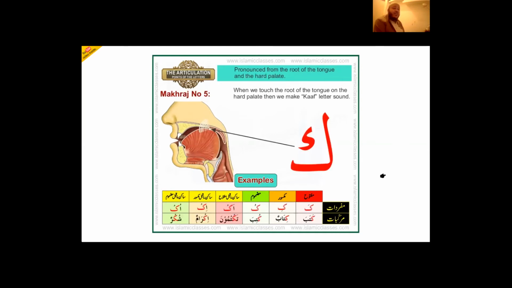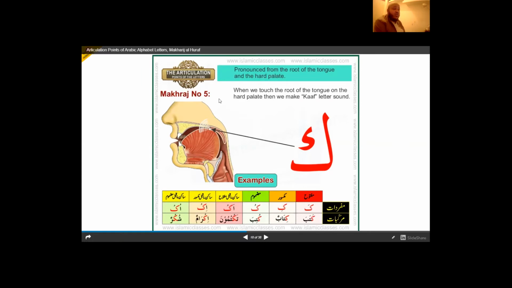Kaf. Your tongue is actually sticking to the roof of your mouth, or close to sticking. If not sticking to the roof, close to sticking. When we touch the root of the tongue on the hard palate, which is on top, then we make the kaf letter. Kaf.